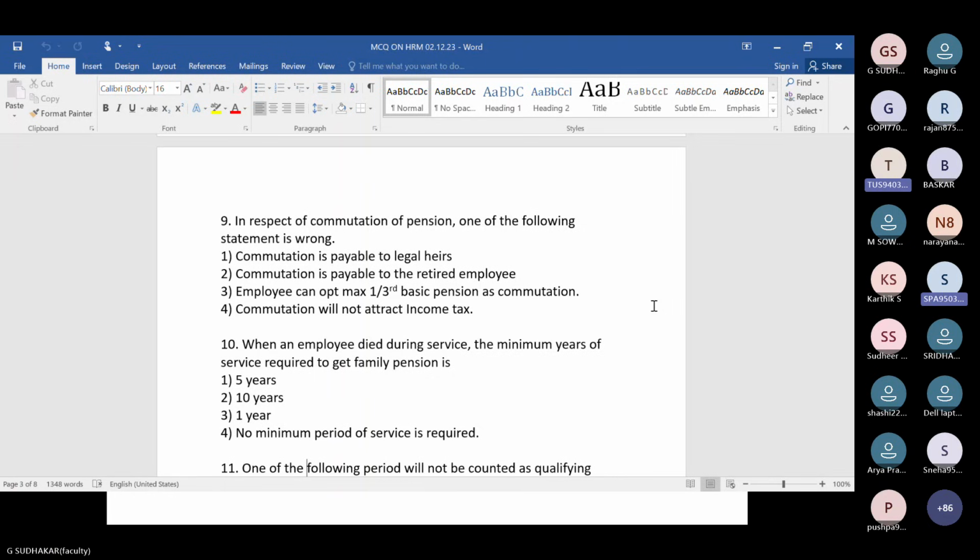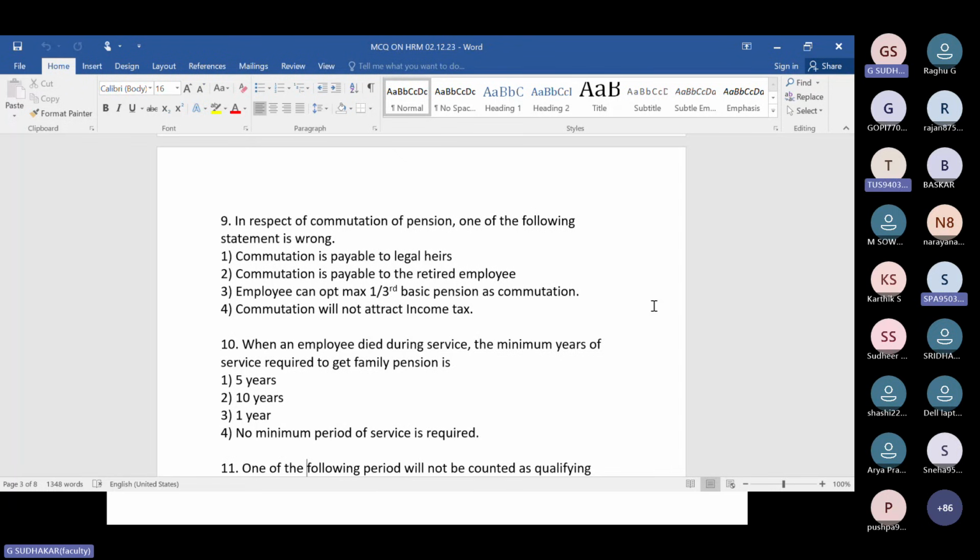Now one officer has commuted, so the basic gets reduced. Why is basic reduced? Basic will remain the same, but he will get 2/3 of pension. Sorry, not basic. Basic pension will be reduced. If he opts for commutation, 1/3 of basic pension will be reduced.